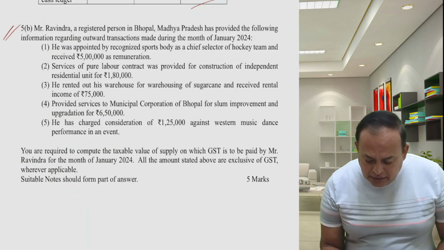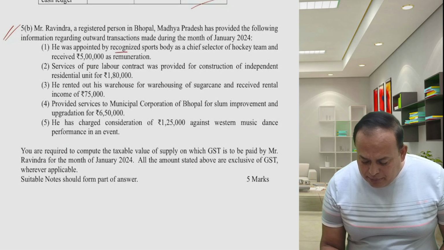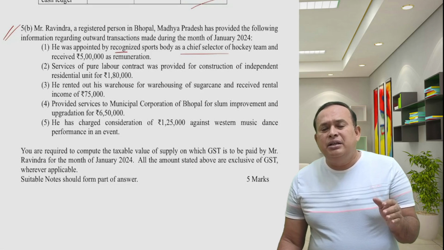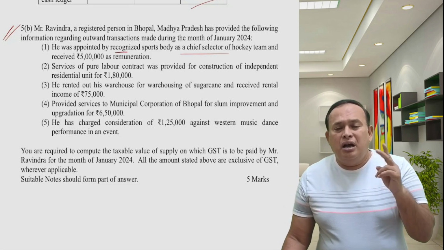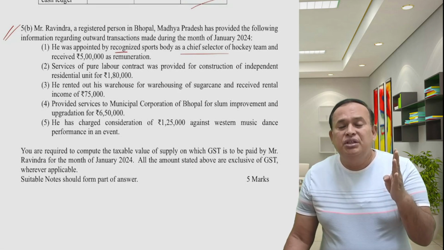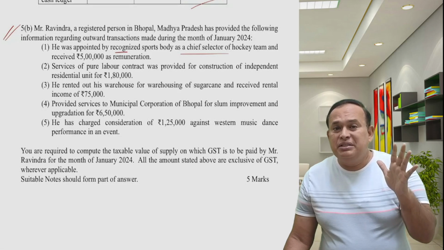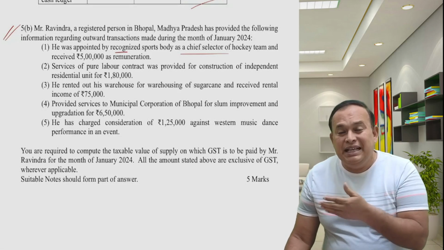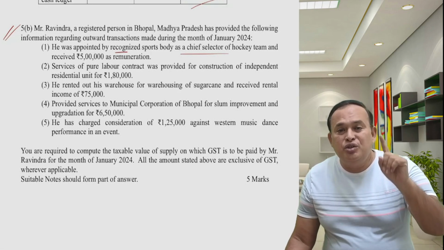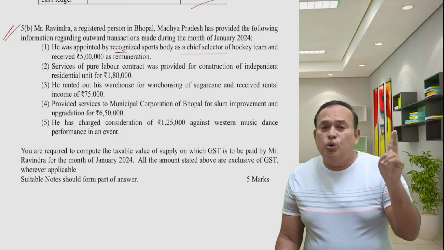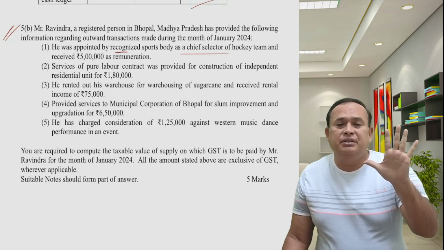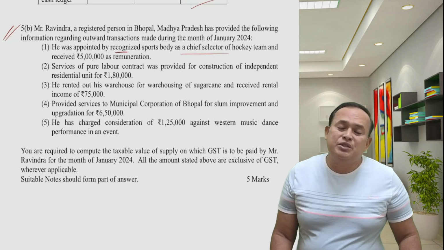First point, if you see, he was appointed by a recognized sports body as a chief selector. Who are exempted? An individual as a player, referee, umpire, or the coach or team manager, if they provide services to a recognized sports body. He is a chief selector. Selector is not there. What are they? First, an individual as a player. Second, the coach, umpire, referee, and finally team manager. Only these five people, if they provide services to a recognized sports body, are exempted.